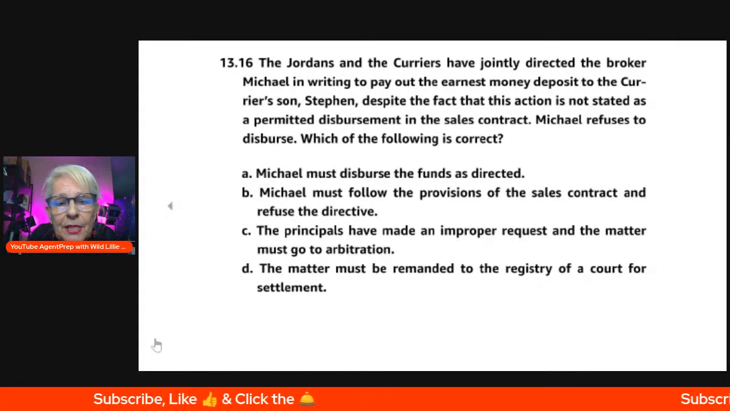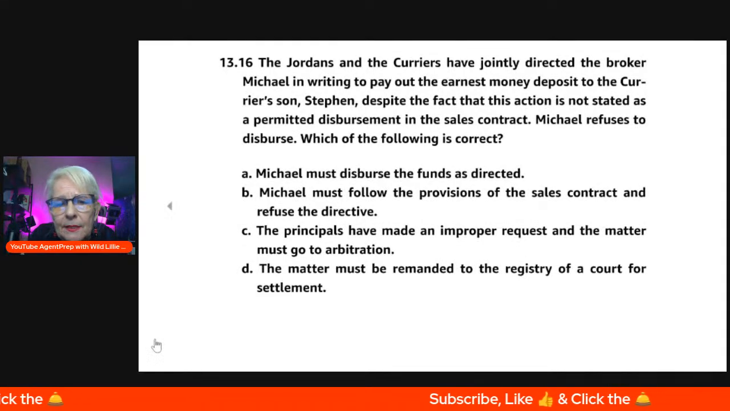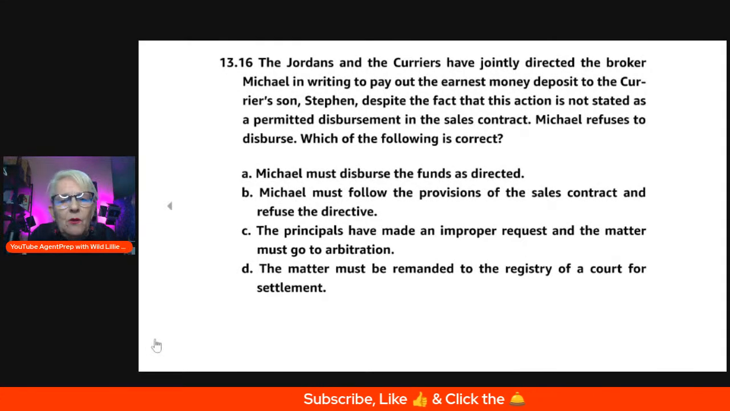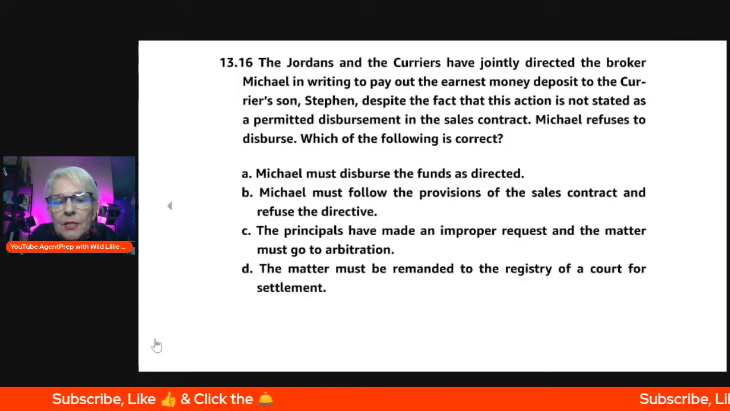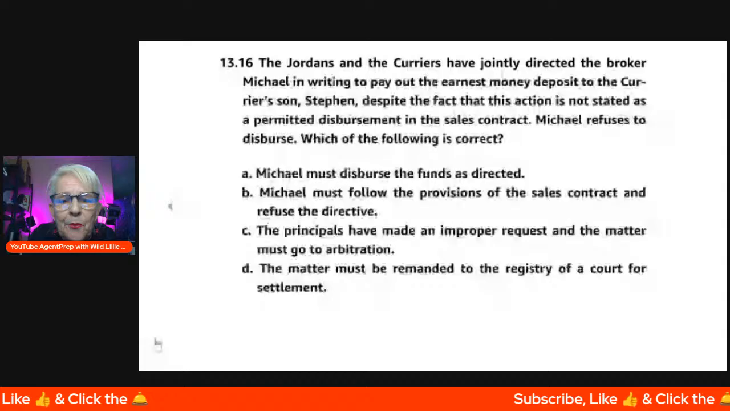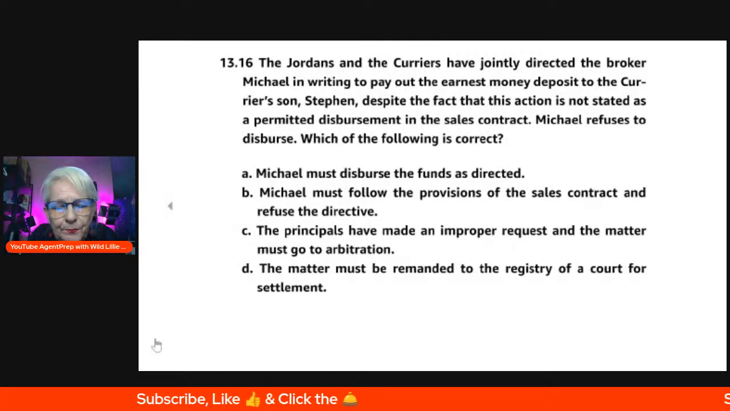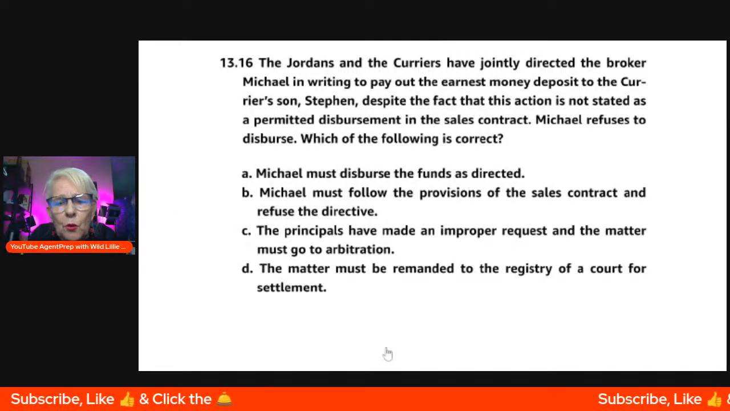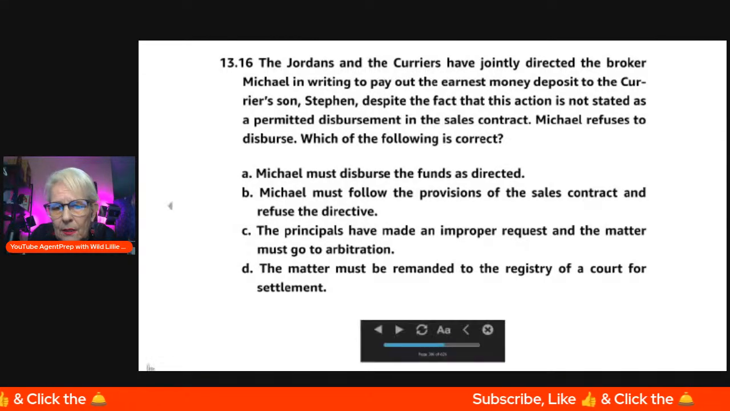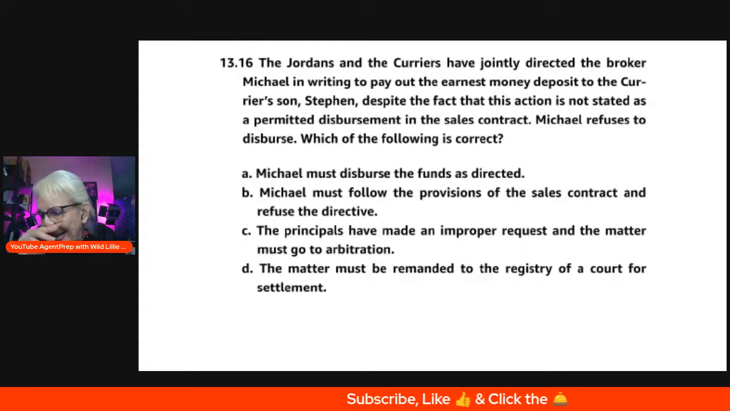Michael refused to disburse. Which of the following is correct? A, Michael must disburse the funds as directed. B, Michael must follow the provision of the sales contract and refuse the directive. C, the principals have made an improper request and the matter must go to arbitration. Or D, the matter must be remanded to the registry of a court for settlement. Oh my gosh, go to the court? Really?